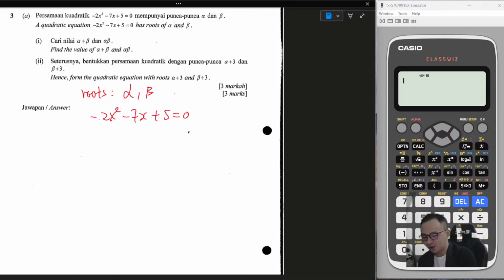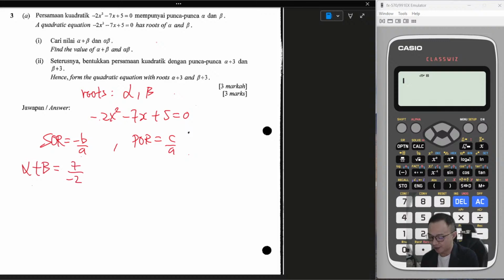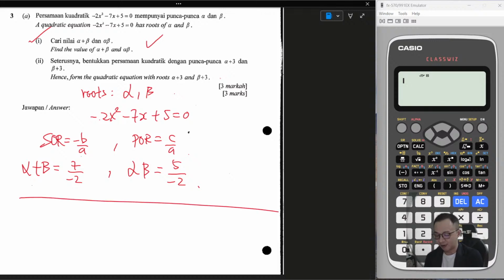So, you should know sum of root is -b over a, product of root is c over a. So that means alpha plus beta, I will get -b, which is 7 over -2. And product of root is alpha beta, I will get 5 over -2. Okay, so part 1 done. And then now they give you new roots, which are alpha plus 3 and beta plus 3.